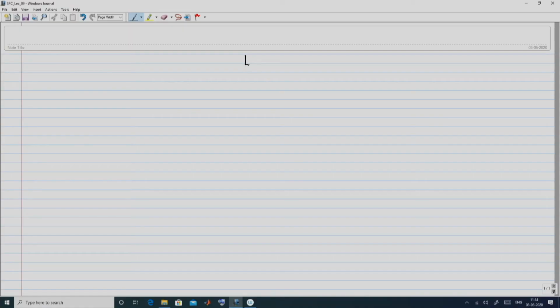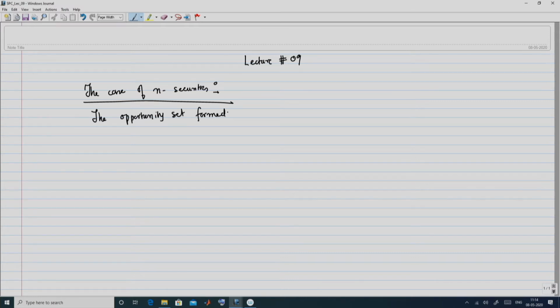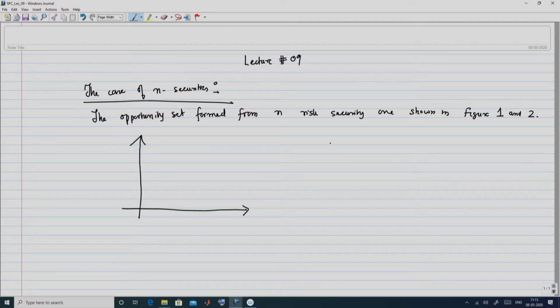So, in today's class we start off with a discussion on the opportunity set in the context of a portfolio comprising n risky securities. So, we start off with n securities as an extension to the case with 2 and 3 securities. So, we begin with recalling the opportunity set, and we give a visualization of this formed from n risky securities, and these are shown in figure 1 and 2. So, let me graphically give what the opportunity set will look like.